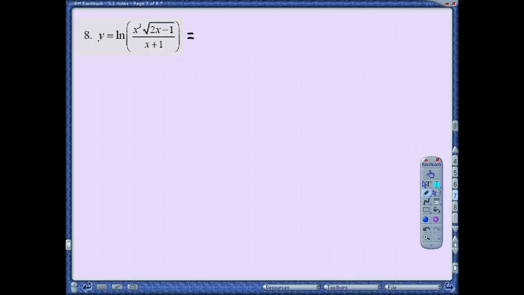We're going to use our properties to split everything apart. So when I split it apart, the numerator is all multiplied together. I'm going to separate those with addition. The denominator, I'm going to separate that out with subtraction. If it's multiplied on top, it's positive. If it's on the bottom, it's negative.